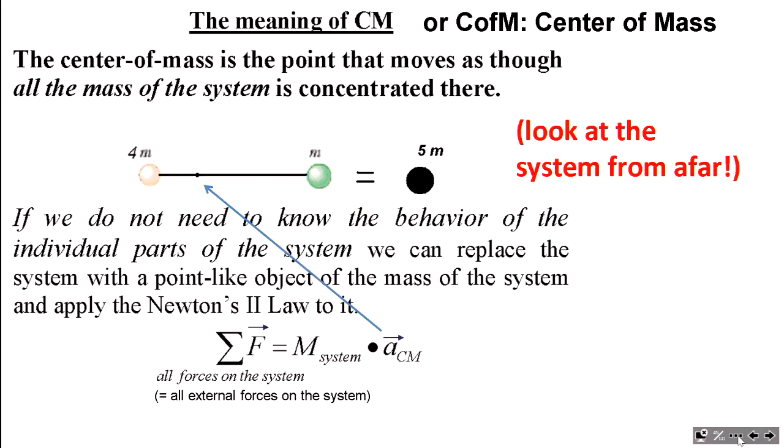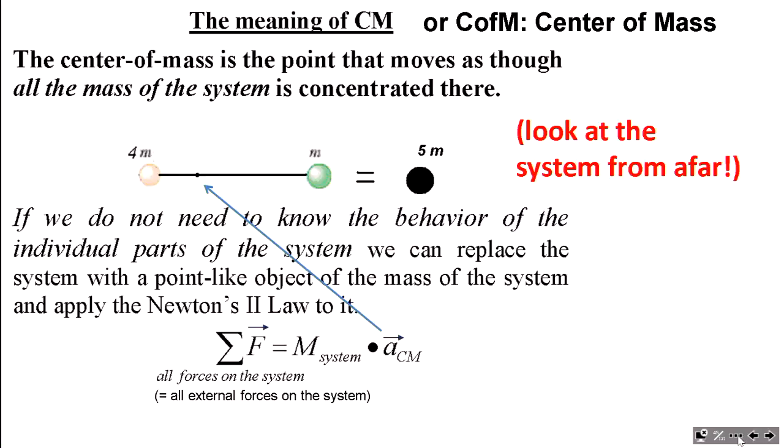So we have invented a way to find that point. If we look at the system and start moving away from it, we know eventually we will not be able to see the difference in size. It will become just a little dot. And that little dot will move in space in a certain way. And that little dot, which describes the motion of a system as a whole, has a name, center of mass.